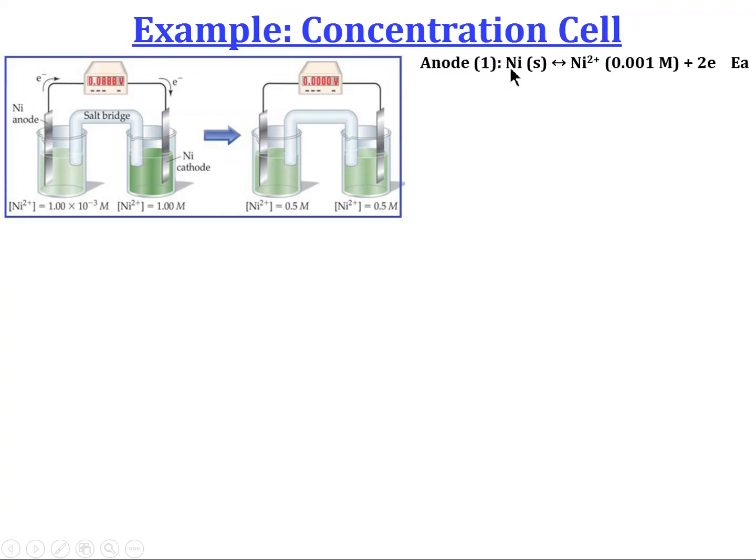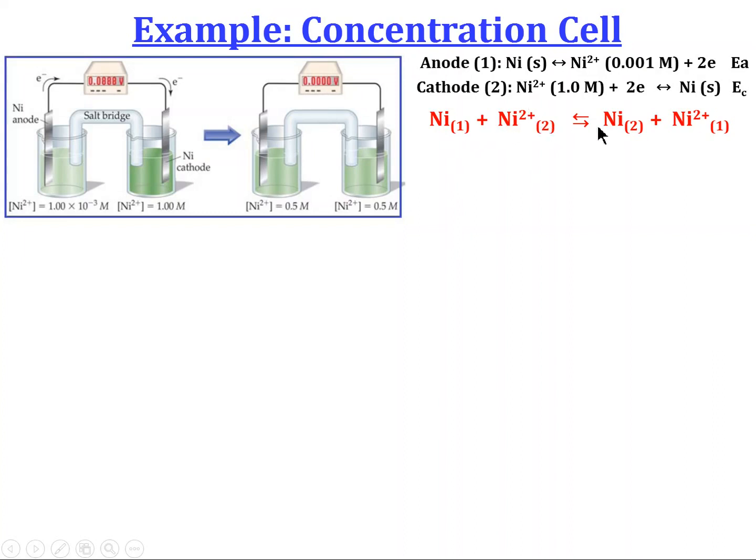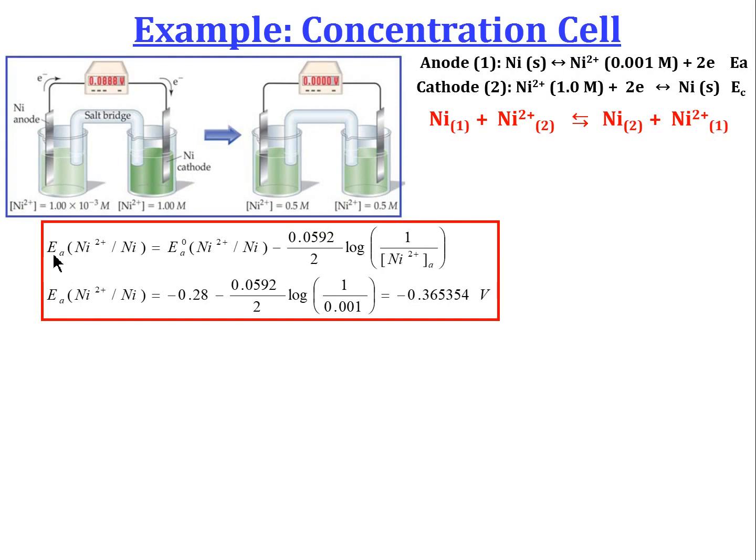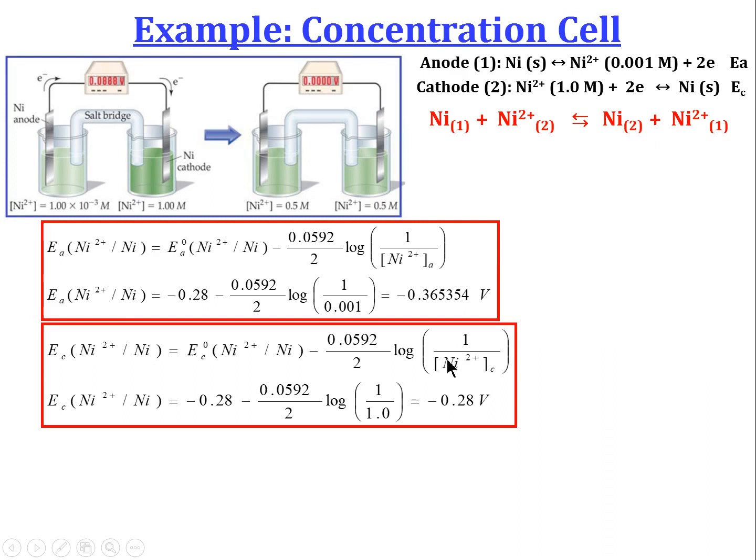At the anode, we have oxidation, so Ni is transformed to Ni2+ plus 2 electrons. At the cathode, we have reduction, Ni2+ plus 2 electrons gives Ni, and the global reaction is Ni2+ (1 M) gives Ni2+ (10^-3 M). So E at the anode equals E of the couple Ni2+/Ni, equal to E0 Ni2+/Ni minus 0.0592 divided by the number of electrons exchanged, 2, times log of 1 over Ni2+ at the anode. So the value of E at the anode is equal to minus 0.36 volt. At the cathode, we have the same Nernst equation, but the concentration is different, 1 molar, so the value is equal to minus 0.28 volt.